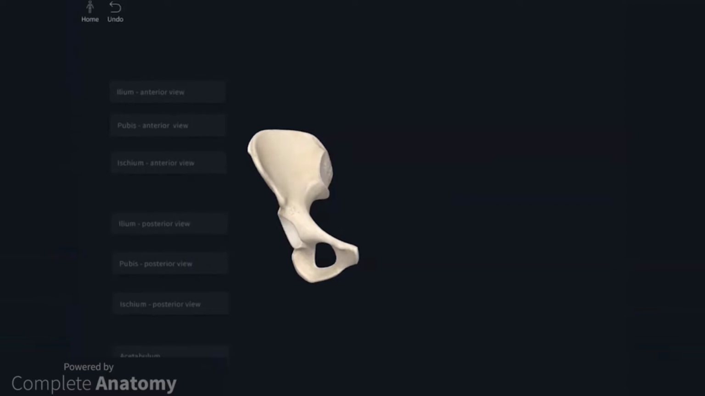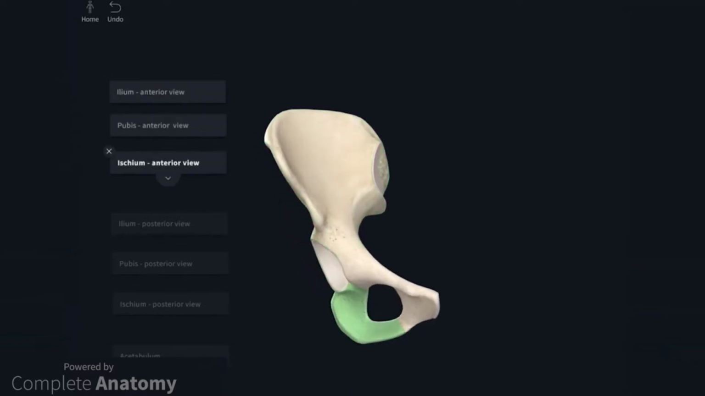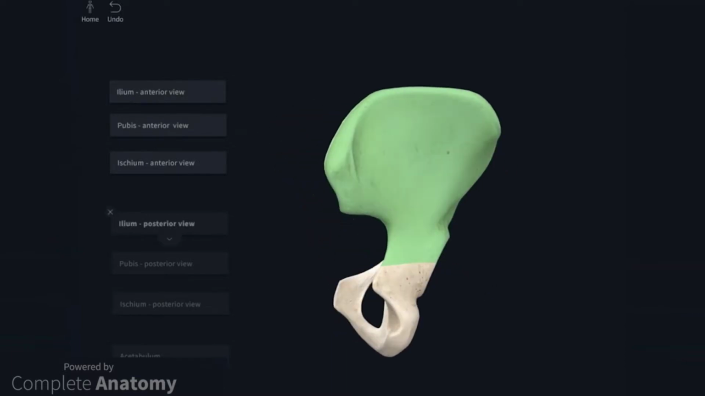The coxal, or pelvic bone, is a large, irregular bone formed by three separate bones: the ilium, ischium, and the pubis. In childhood, these bones are connected by cartilage, but form one complete bone in adults. The coxal bone is quite difficult to appreciate on a 2D screen, so I will just rotate the model to view the bone from a more posterior aspect, just so we can appreciate the shape of the coxal bone better.